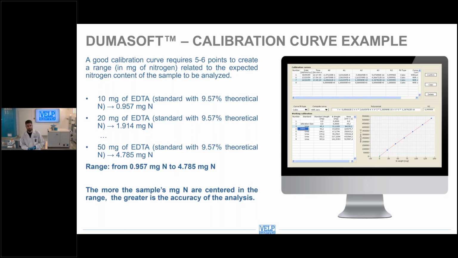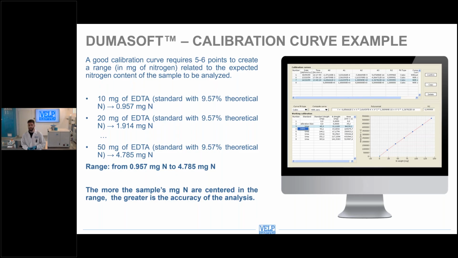4.785 milligrams of nitrogen. Generally we suggest not creating a too wide calibration curve, but splitting it up into shorter calibration curves specific for the different samples. So the accuracy will be improved working in this way.